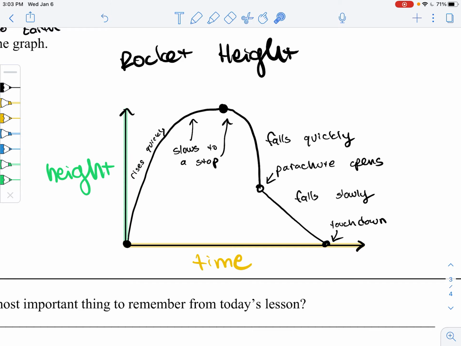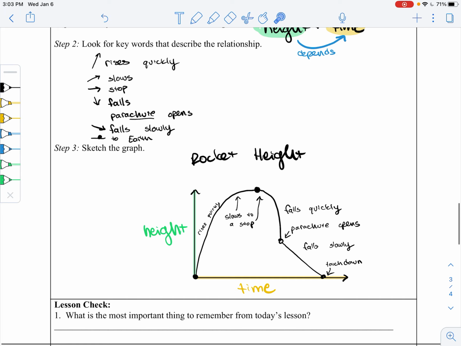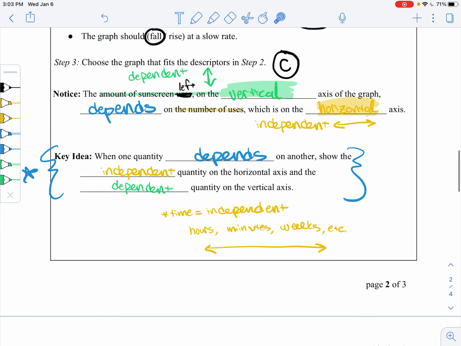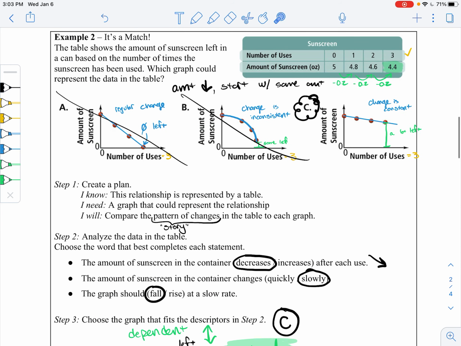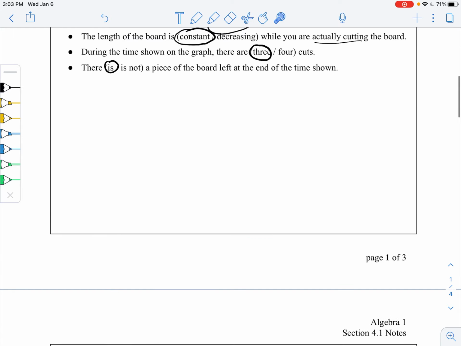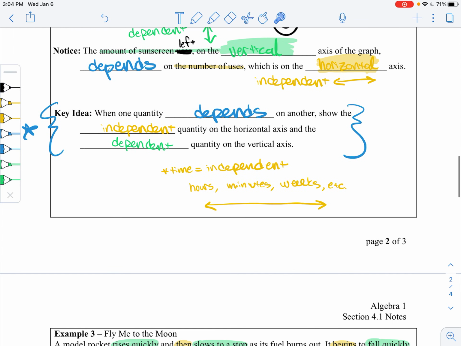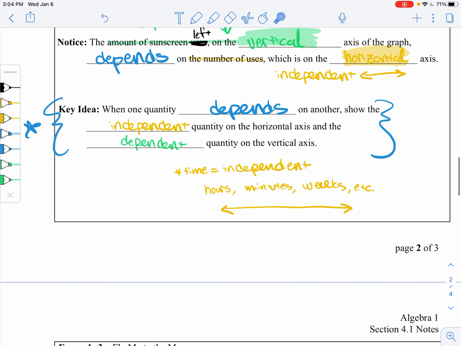So there you go. There are two ways to tell a story. Actually, there's many ways to tell a story. Here we looked at the graph based off of words. Here we looked at a graph based off of a table. And the most important thing to remember from the day is that whatever depends on the other thing is your up and down, and independent is side to side. Have a great time on your homework.